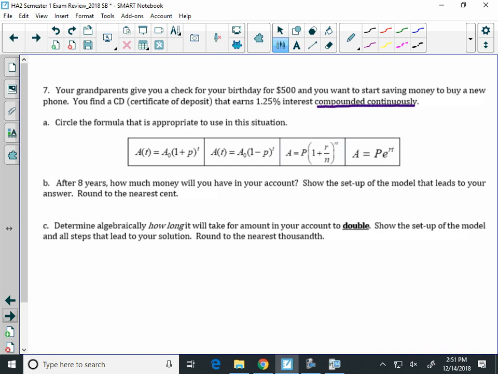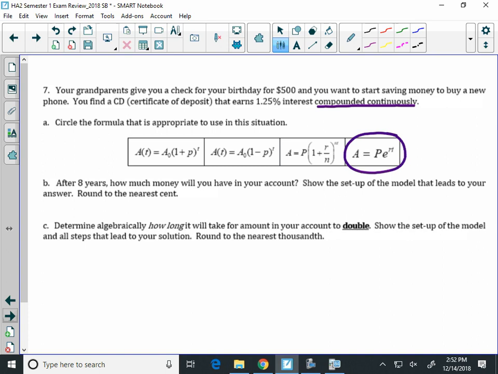You want to find the formula that is appropriate for this scenario. So when it's compounding continuously, you're going to use the PERT formula with e. If it says compounded continuously, you're going to use that formula with e there. So let's set up the equation.